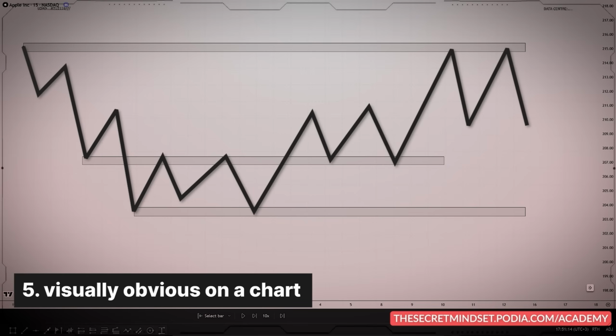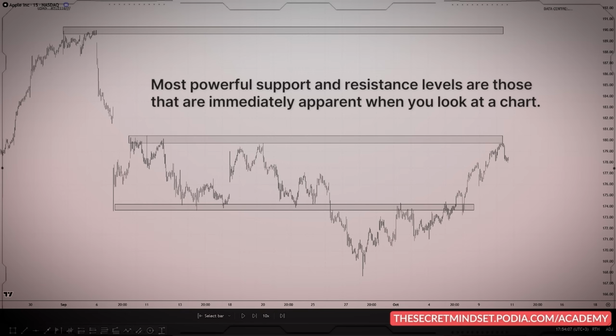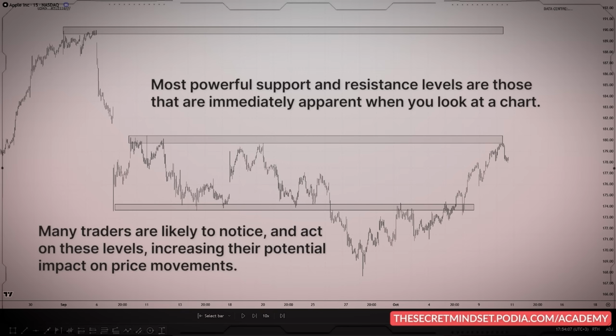One of the key traits of high-quality support and resistance levels is that they are visually obvious on a chart. These levels should stand out clearly, even to an inexperienced trader. If you have to squint your eyes to identify a level, it might not be as significant as you think. The most powerful support and resistance levels are those that are immediately apparent when you look at a chart. This visual prominence is important because it means that many traders are likely to notice and act on these levels, increasing their potential impact on price movements.